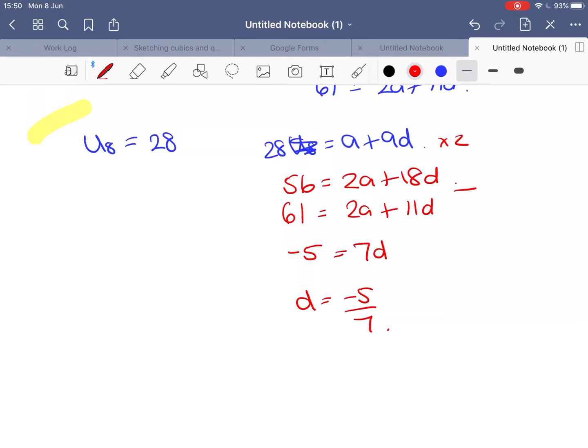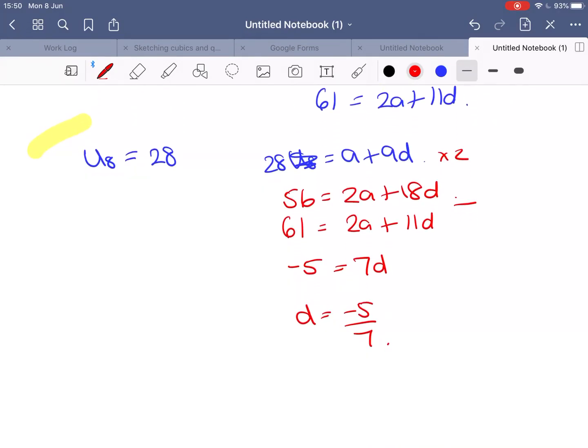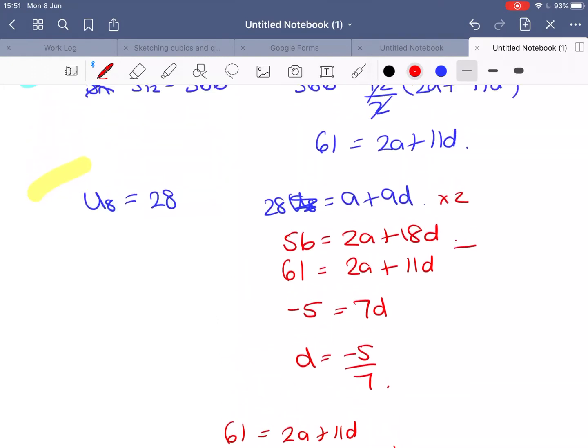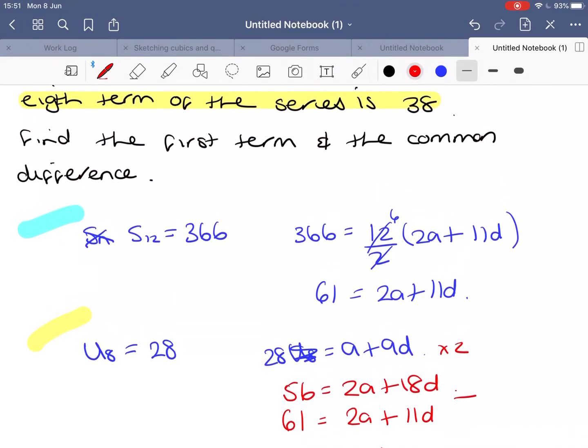Okay. And then if I put that back in, I'm just going to say 61 equals 2a plus 11d. So my 61 is 2a plus 11 lots of minus 5/7. So 61 is 2a minus 55/7. So calculator, 61 plus 55 divided by 7 equals that. Divide it by 2 and we get a equals 241 over 7. And I might have made a mistake somewhere with that lot, but I don't think I have.